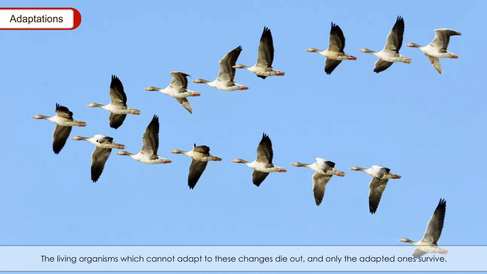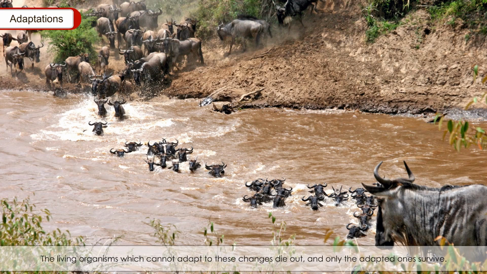The living organisms which cannot adapt to these changes die out, and only the adapted ones survive. Plants and animals both adapt to different conditions in different ways. The result, what we see, is the immense variety present in different habitats.